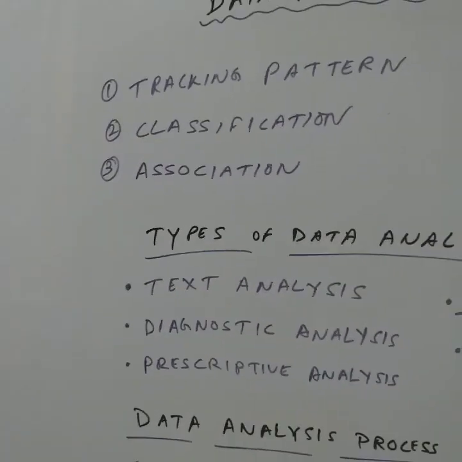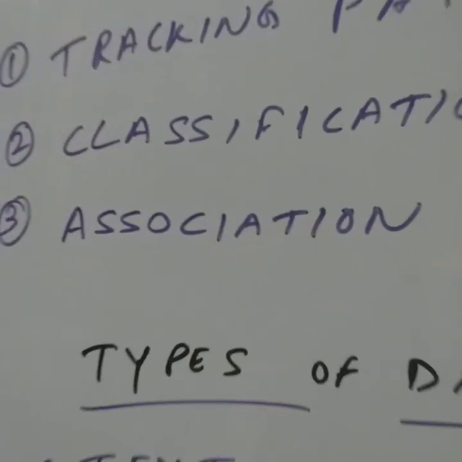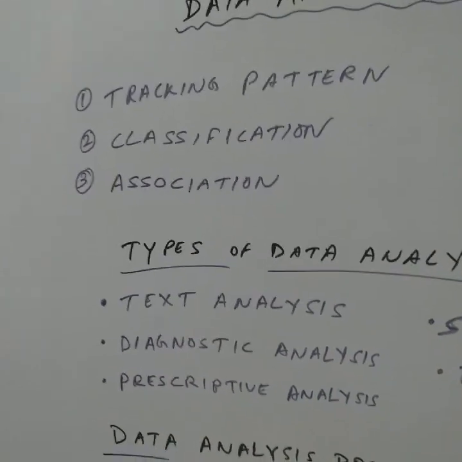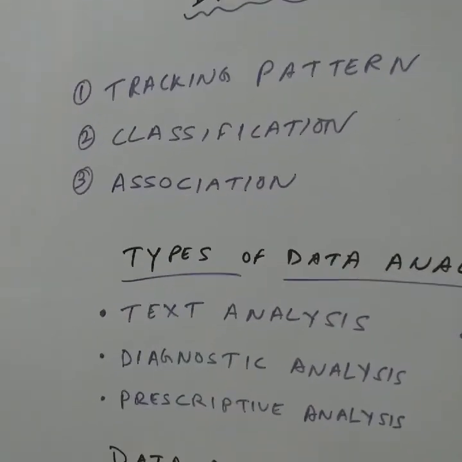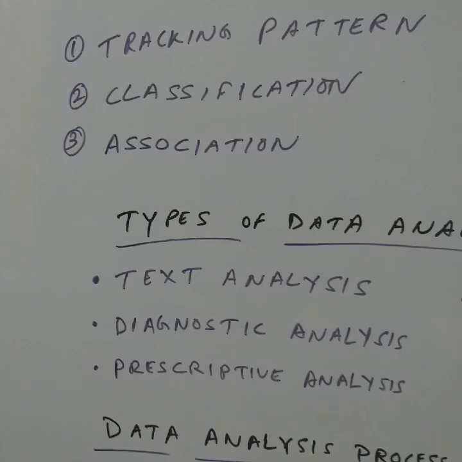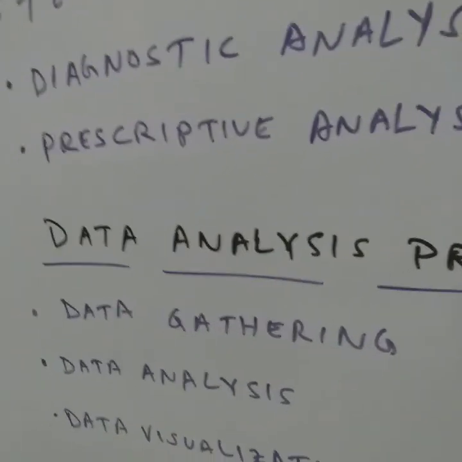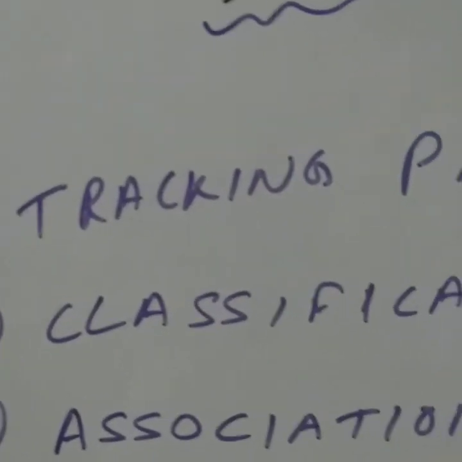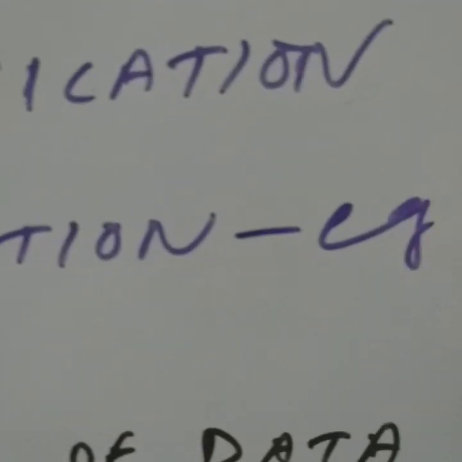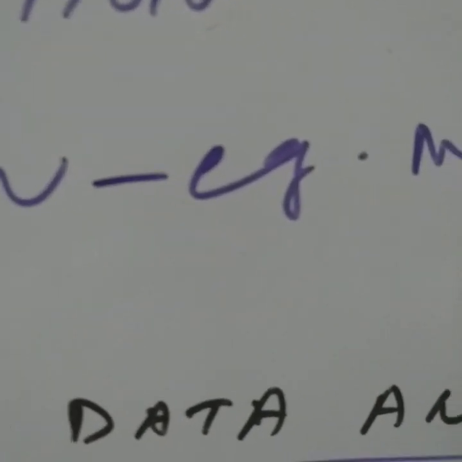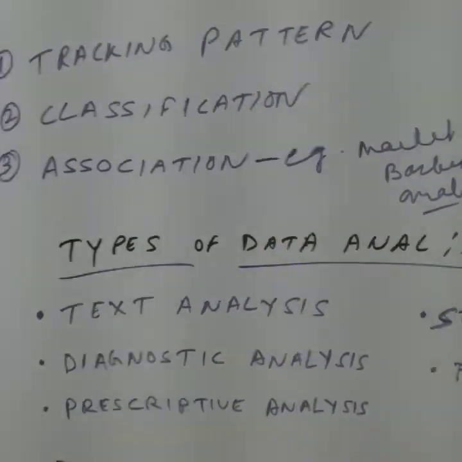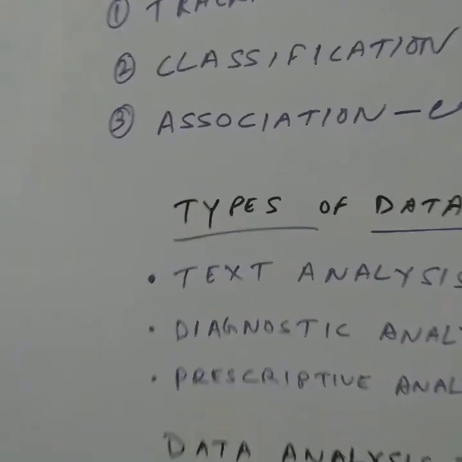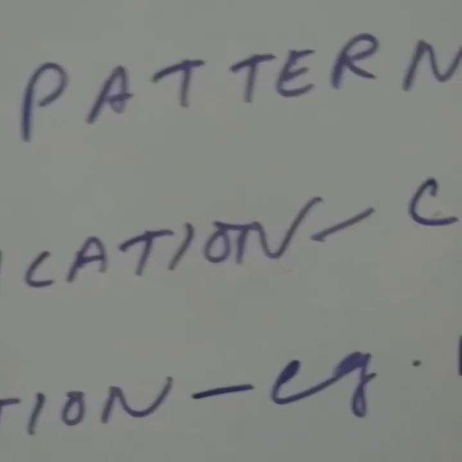I have already explained the association, where somebody buys tea and coffee. Along with the tea and coffee, he or she is also buying the sugar. That's an association. We have the market basket analysis. Okay, so association example would be market basket analysis. So market basket analysis is the association, whereas the classification is the customer segmentation, CLV, customer segmenting.